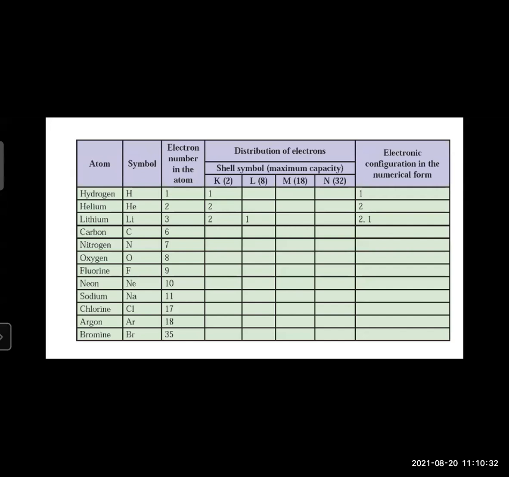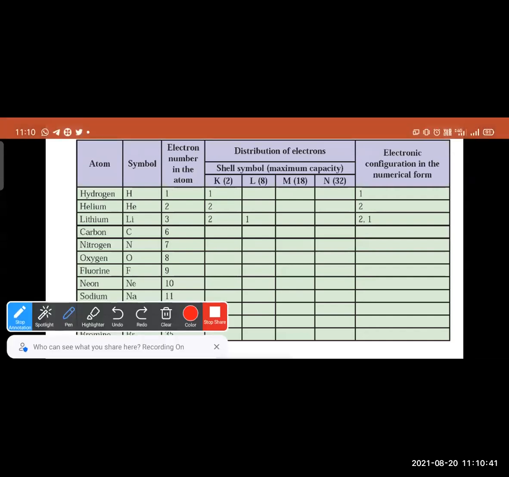First, hydrogen, atomic number 1. In that atom only one electron is there, so it will be in the K shell. The maximum capacity of the K shell is 2 electrons. Hydrogen has only 1 electron, therefore it will occupy only the K shell. Next, helium. Helium has 2 electrons in that atom, so it will complete the K shell, the first shell.